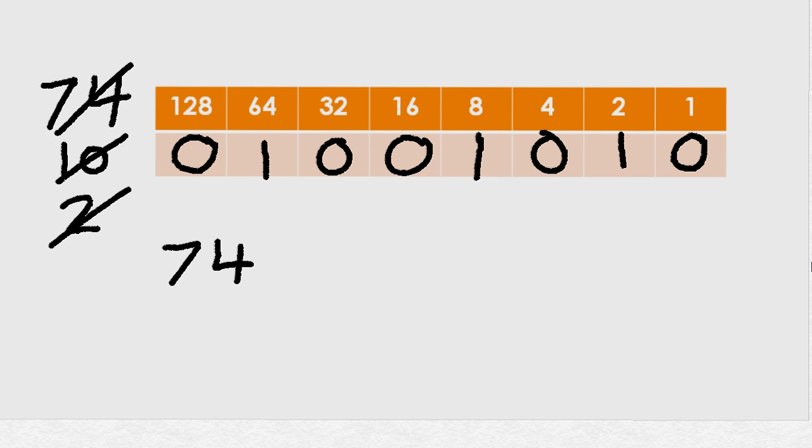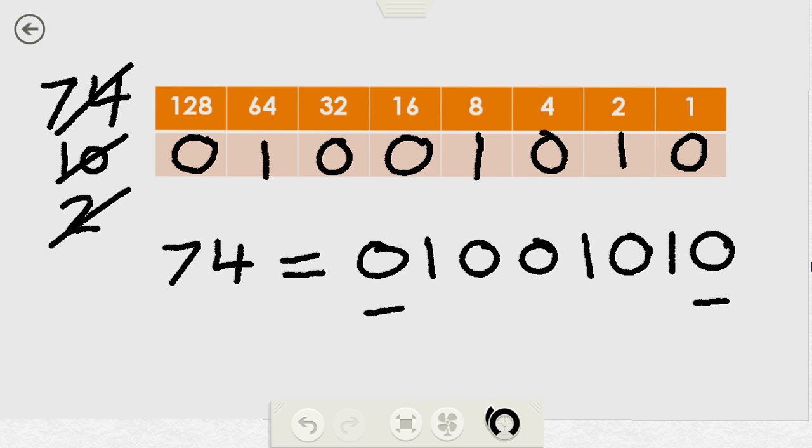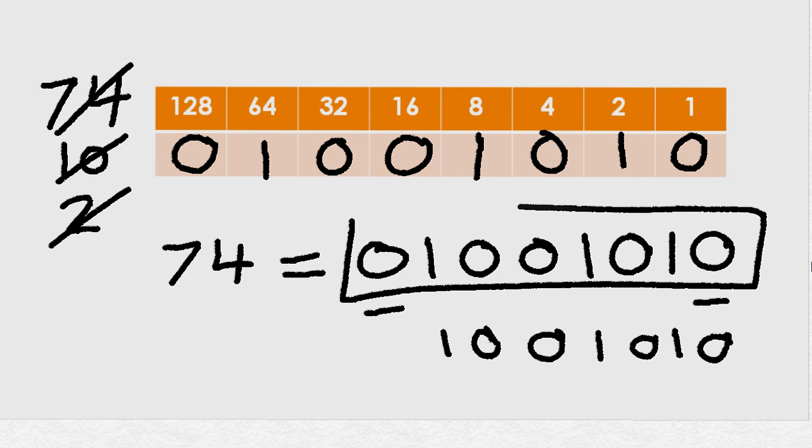So 74 as a decimal number in binary is equal to 0, 1, 0, 0, 1, 0, 1, 0. The number on the right is the least significant bit, and the number on the left is the most significant bit. So if we have 8 digits here, 0, 1, 0, 0, 1, 0, 1, 0, it's the same as representing it in 7 digits, 1, 0, 0, 1, 0, 1, 0, because that digit on the left is a 0, so it still represents the same number, 74 in decimal. But this is our answer in 8-bit binary, or 1 byte.